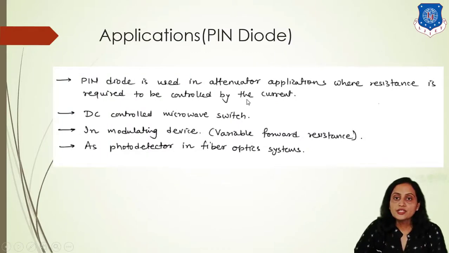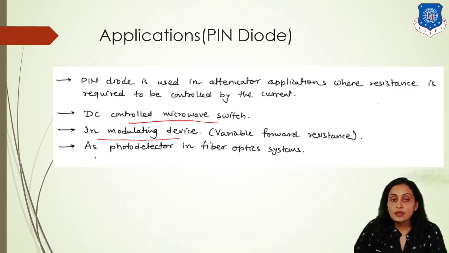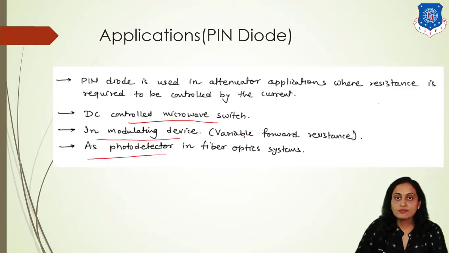Now what are the applications of PIN diode? The PIN diode is used in the attenuator applications where the resistance is required to be controlled by the current. So PIN diode is forward biased and it is used as a variable resistor, and in DC control microwave switch. PIN diode is also used in modulating device. Variable forward resistance is required in this modulating device. And PIN diode is used as a photodetector in fiber optic system. So these are the applications of PIN diode.